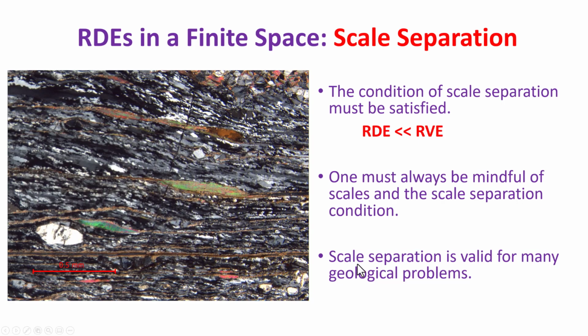It can be said that the scale separation is valid for many geological problems. For instance, the ductile deformation of a shear zone, the development of mylonites. In this situation, the inhomogeneities are below millimeter scale, and the relevant RVE, representative volume element, is usually on decimeter or even meter scale. So there are orders of magnitude separation in the scale of the inhomogeneities and the representative volume element.